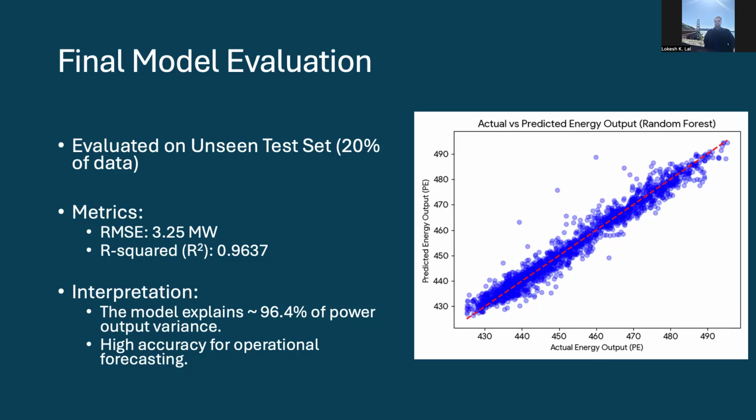output, and the y-axis shows what the model predicted, and the red dashed line represents a perfect prediction. If you notice how the blue dots, which are our model's predictions, cluster very tightly along the diagonal line, this is a visual proof that the model isn't just guessing. It isn't just random. It has learned the underlying patterns of the power plant's operation with very high precision.